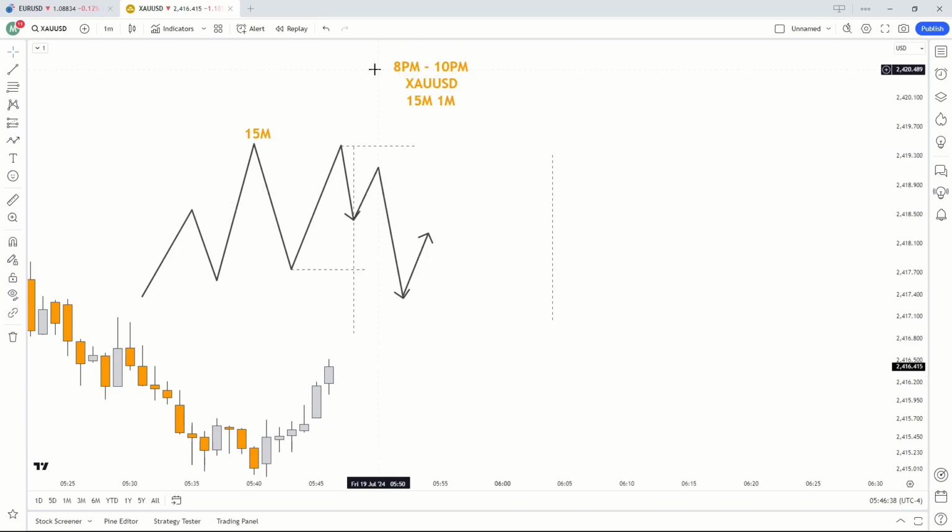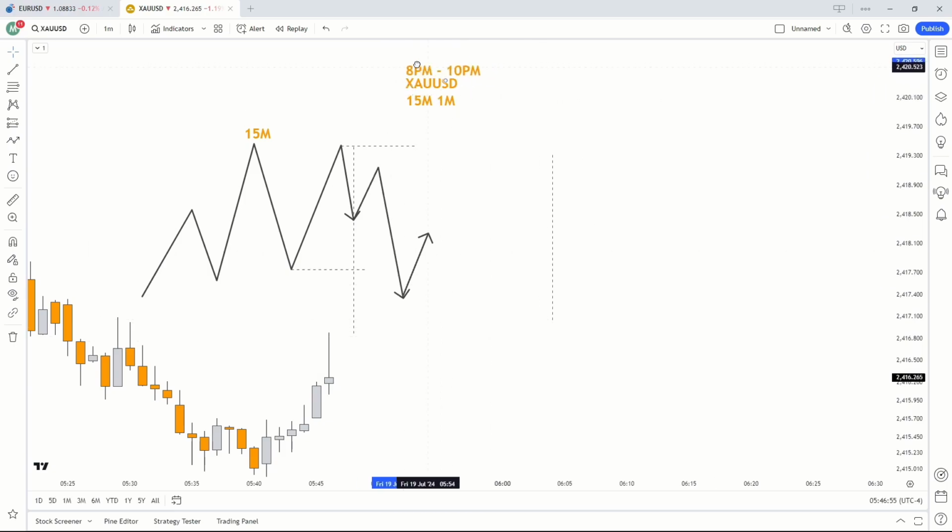Now our kill zone, our time window, is simply there to say when we can place a trade. If market were to sweep liquidity before, this is not a problem. If market were to sweep liquidity inside of this trading window, it is not a problem. However, what is a problem is entering outside of this time window.